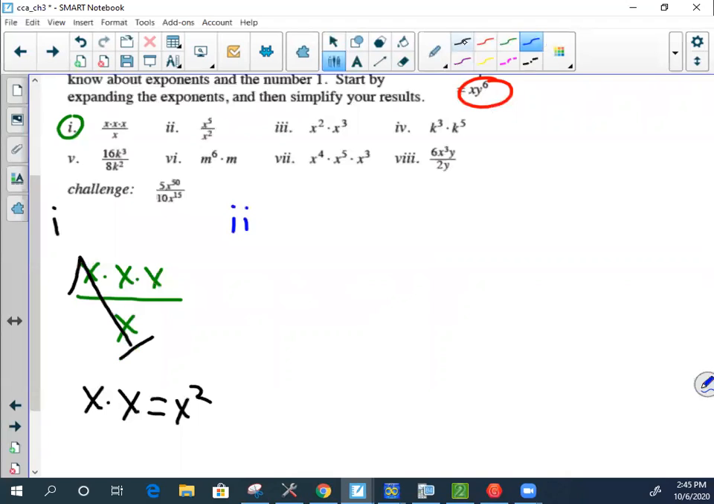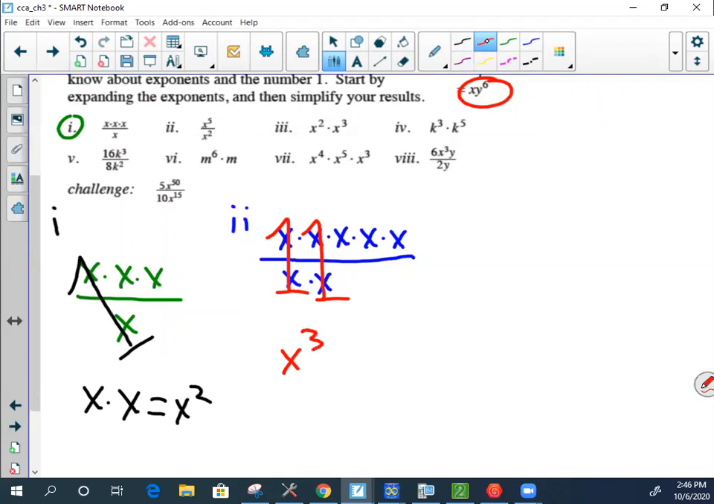If we do number 2, write this out, I should have 5 x's on top and 2 x's on the bottom. So I have x to the 5th on top, x squared on bottom. So that's 5 x's on top, 2 x's on bottom. I can do the same thing where anything divided by itself equals 1. So I'm left with 1's on the bottom, and I have x times x times x, or x to the 3rd on top. So problem 2 will be x to the 3rd.